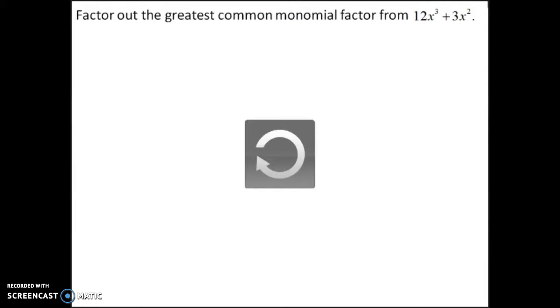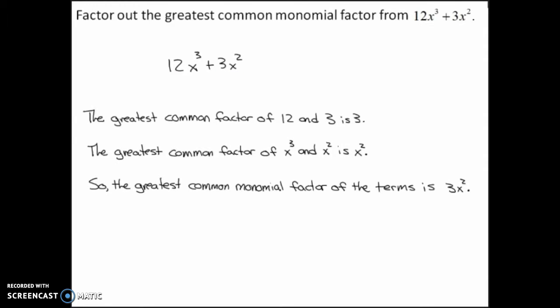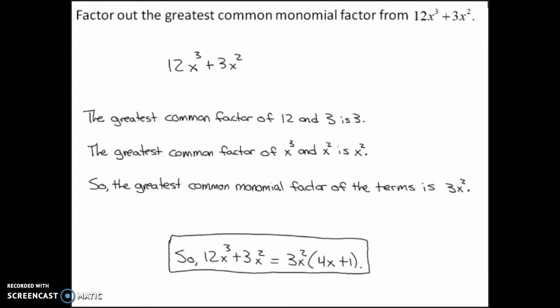Here's another example of that for you to watch, and you can see from the upper right corner, it says it's 12x to the third plus 3x to the second. Factor out the greatest common monomial factor from 12x cubed plus 3x squared. The greatest common factor of 12 and 3 is 3. The greatest common factor of x cubed and x squared is x squared. So the greatest common monomial factor of the terms is 3x squared. So 12x cubed plus 3x squared equals 3x squared times the quantity 4x plus 1.